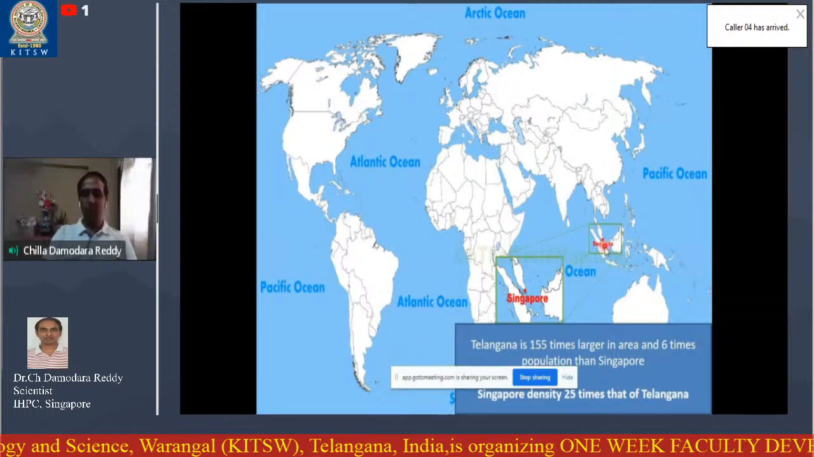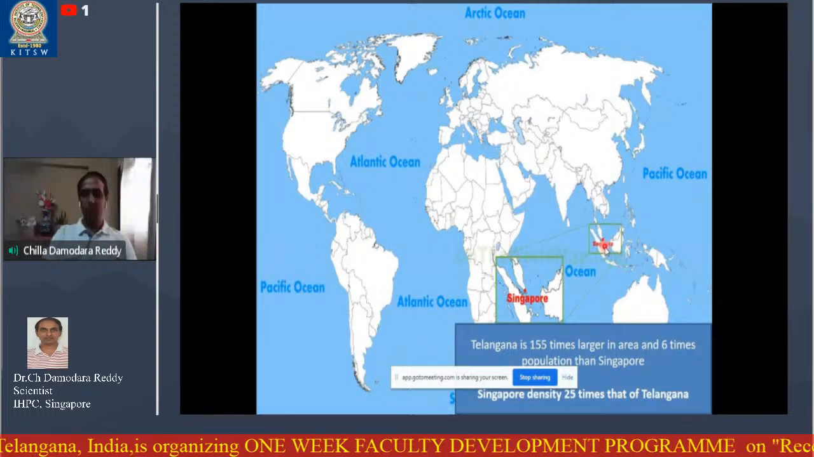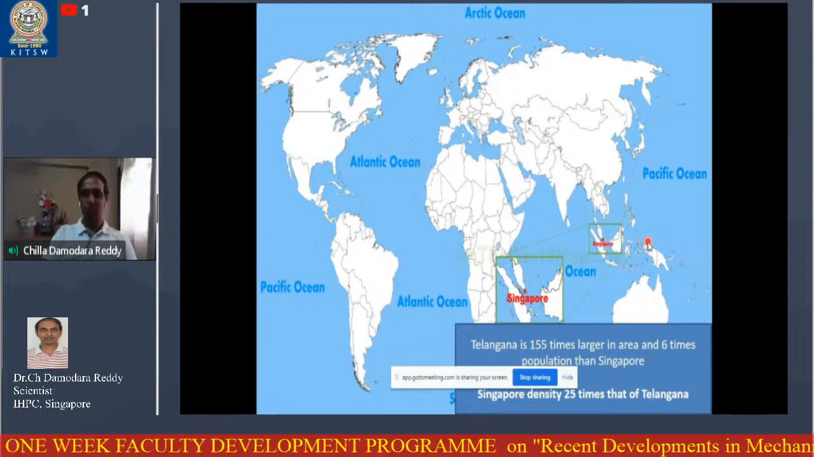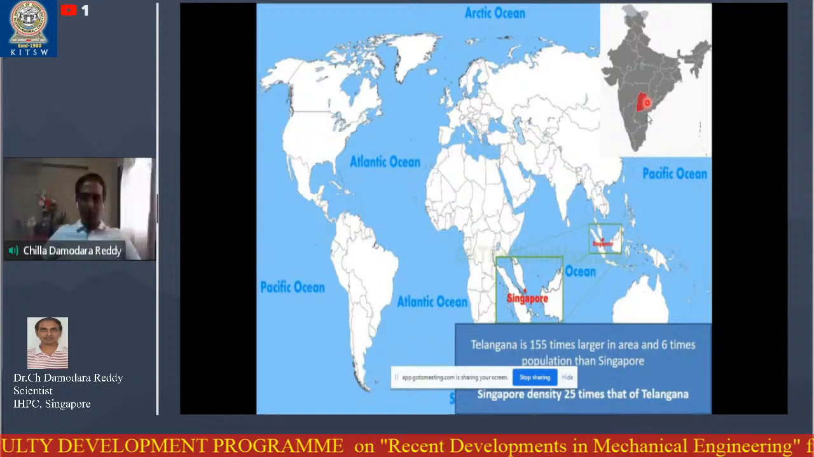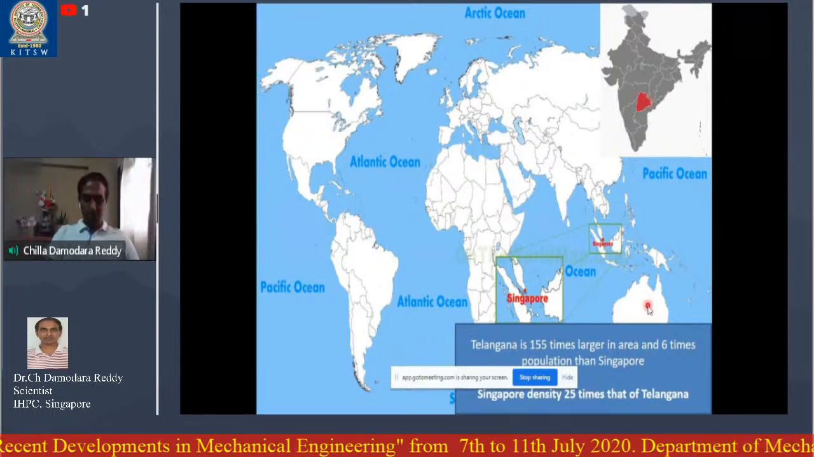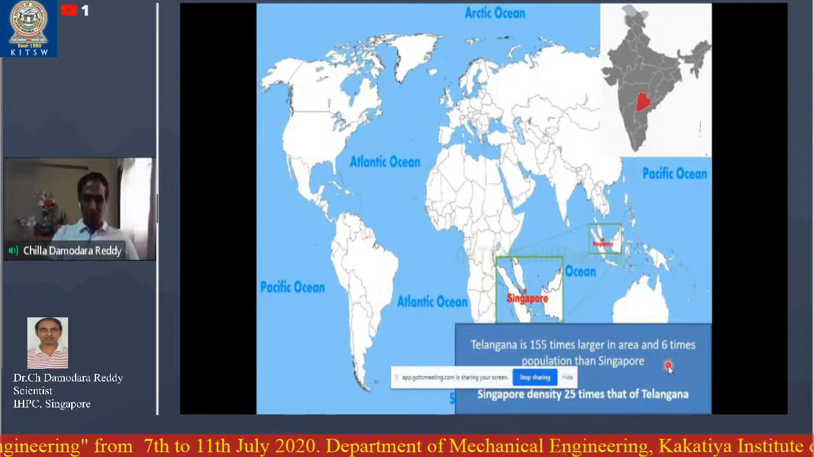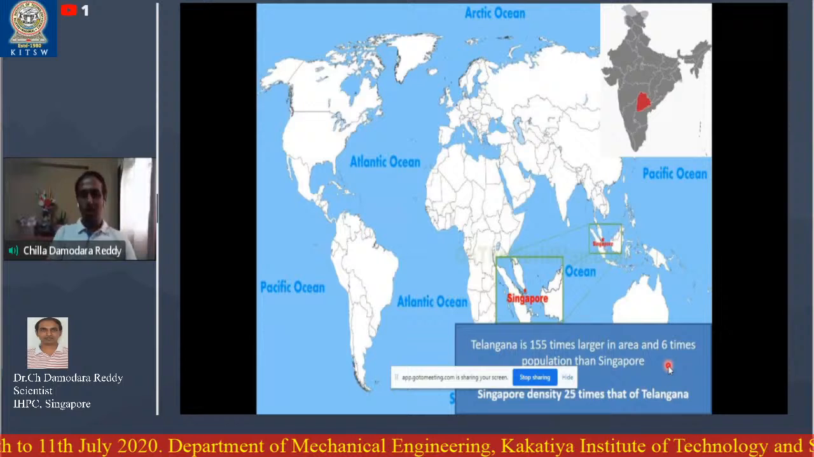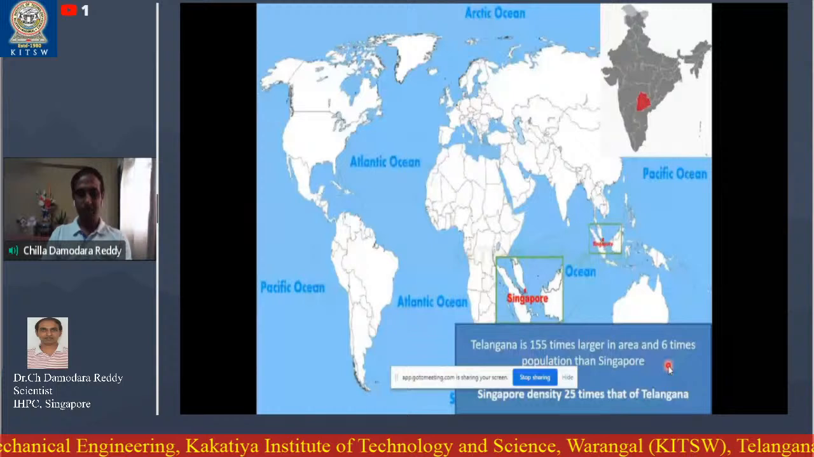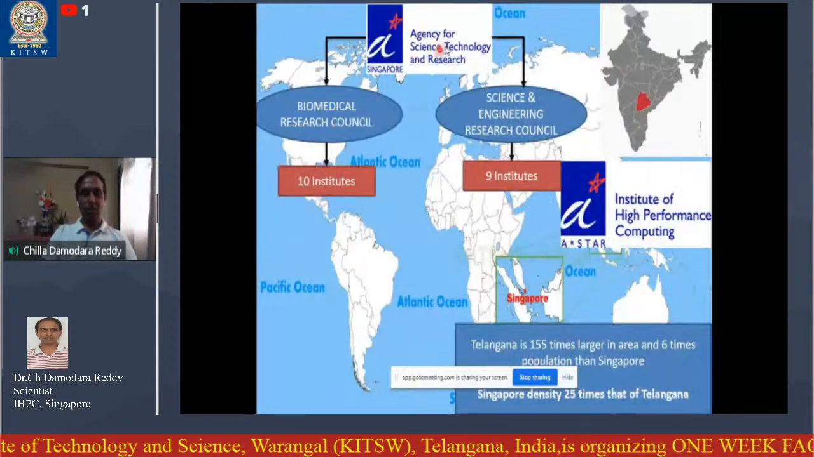If you see here, Telangana in India is 1.155 times larger than Singapore, and the population is 6 times more than Singapore's, but Singapore's density is much higher. It is 25 times that of Telangana, just to give that number, so you know how big it is.